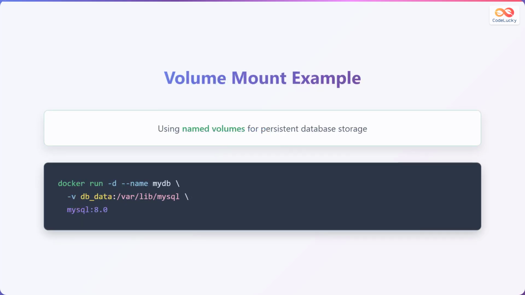Consider the scenario of using named volumes for persistent database storage. The code is docker run -d --name my-db -v db_data:/var/lib/mysql mysql:8.0. This command creates a named volume, db_data, and mounts it to the MySQL container's data directory, ensuring that your database is stored persistently.